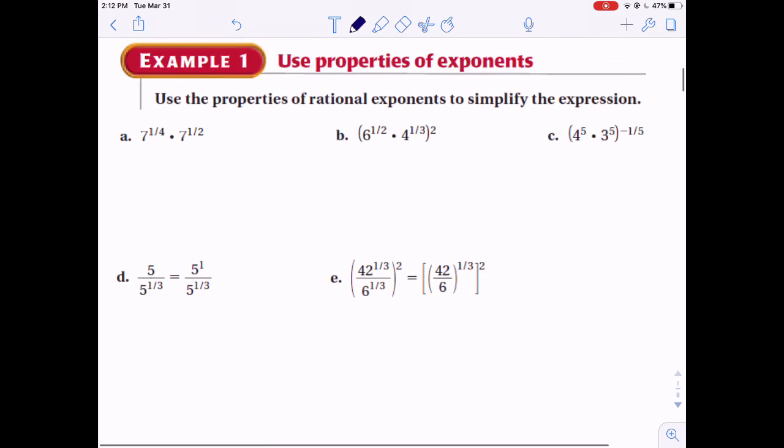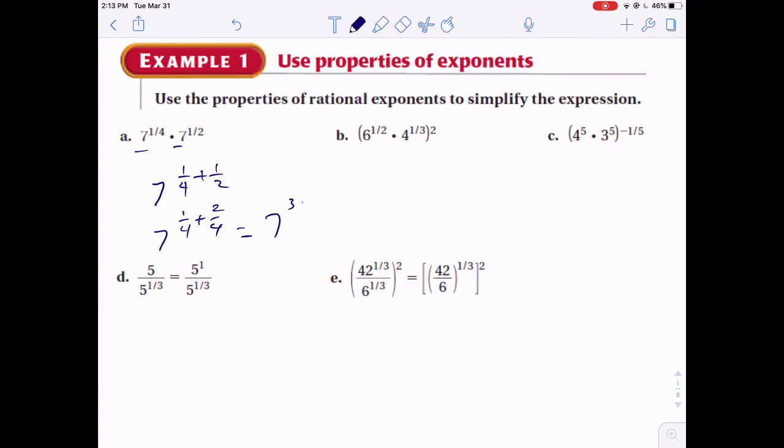Example 1, using properties of rational exponents to simplify an expression. The first one, A, we're multiplying 7 to the 1/4 and 7 to the 1/2. They both have the same base of 7, so it's going to be 7 to the 1/4 plus 1/2. As I showed earlier, you can't add those straight up. You've got to get a common denominator. I know that 1/2 is going to be 2/4. So this is 7 to the 1/4 plus 2/4, which equals 7 to the 3/4. So you're applying your exponent knowledge with your fraction knowledge and doing some wonderful things.